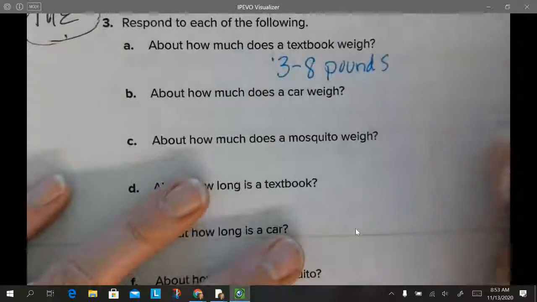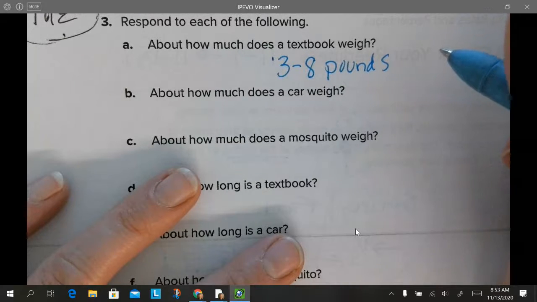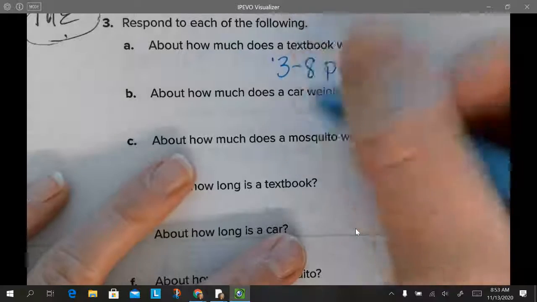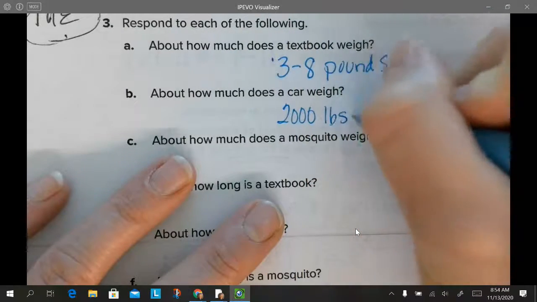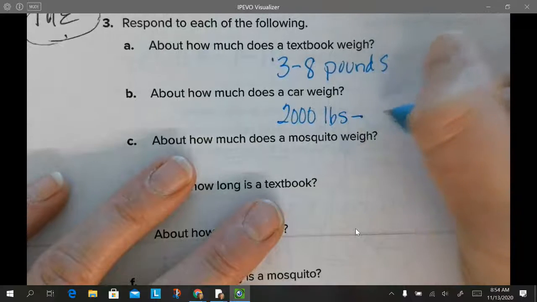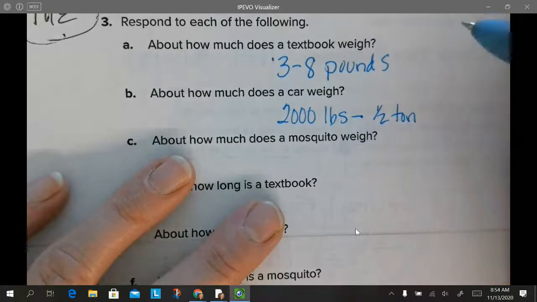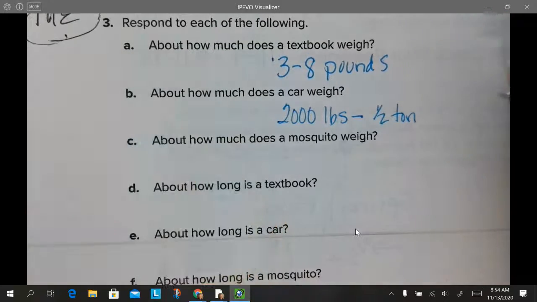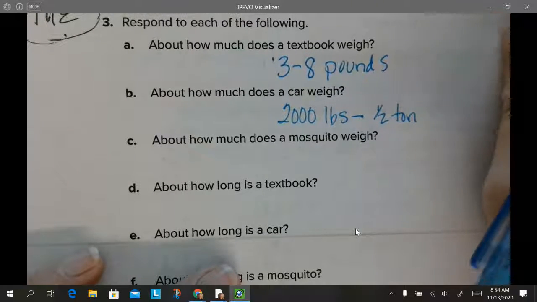All right, what about the next one? How much does a car weigh? Well, depending on if you're looking at a smart car, if you're looking at like a larger SUV, you could go anywhere from 2,000 pounds to maybe a half ton, okay? Anywhere around that. You wouldn't want to get into like 3 tons because that would be like a big truck, right? And you don't want to get to like 500 to 800 pounds. That'd be more like a motorcycle, okay?